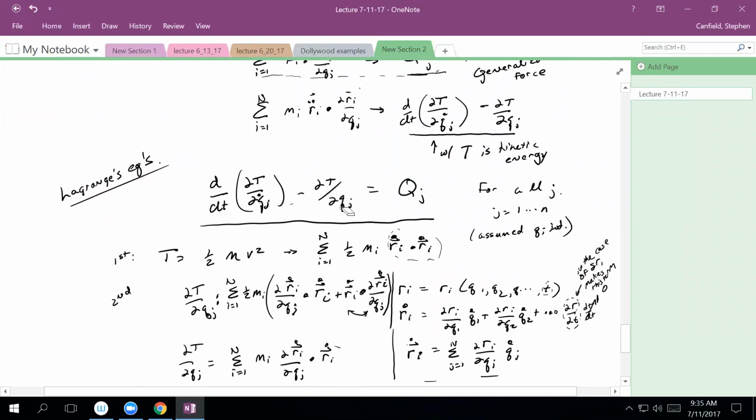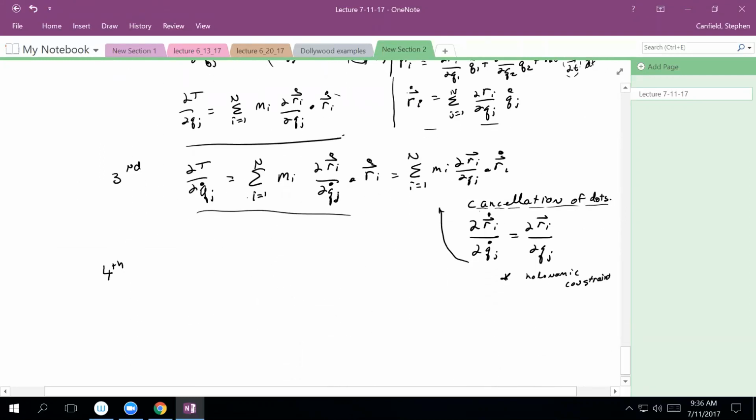So we have the partial of T with respect to qj, and the partial of T with respect to qj dot. We did both of those. Finally, we need the d/dt of the partial of T with respect to qj dot. So we're going to do that now.